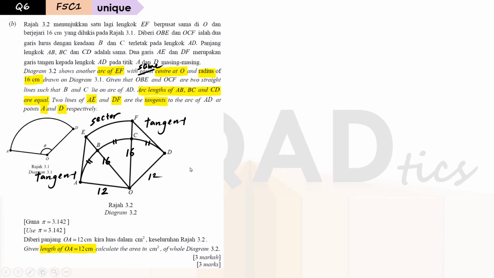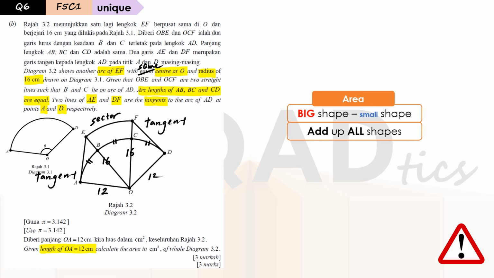Now we need to find out the area of the entire diagram here. To find out areas, I always recommend students to use either one of two ways. The first way is big shape minus small shape, and the other one is to add up all the shapes. In this question, we are trying to find the area of the entire shape, so we need to use the second way this time. You may be asking, what is the first method? Big shape minus small shape.